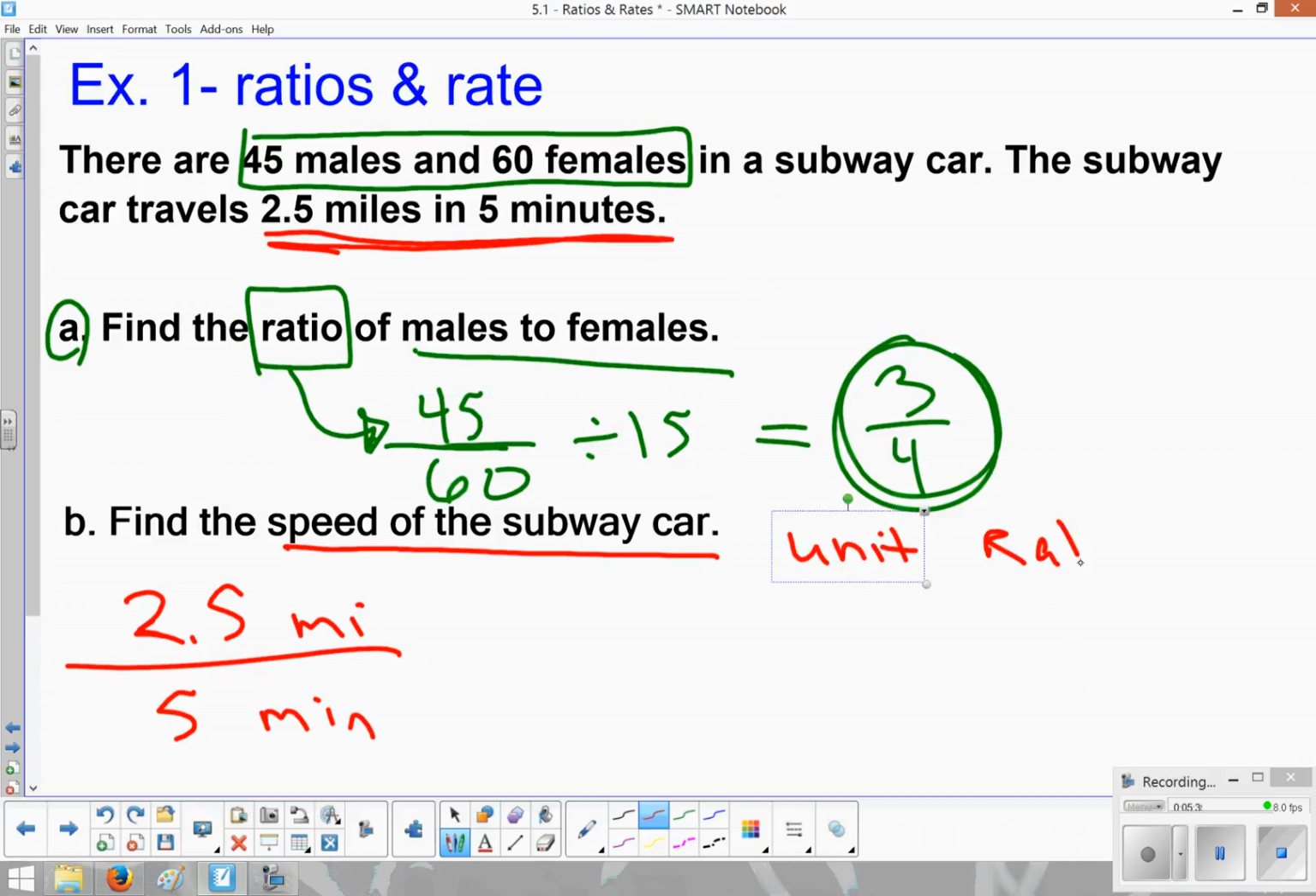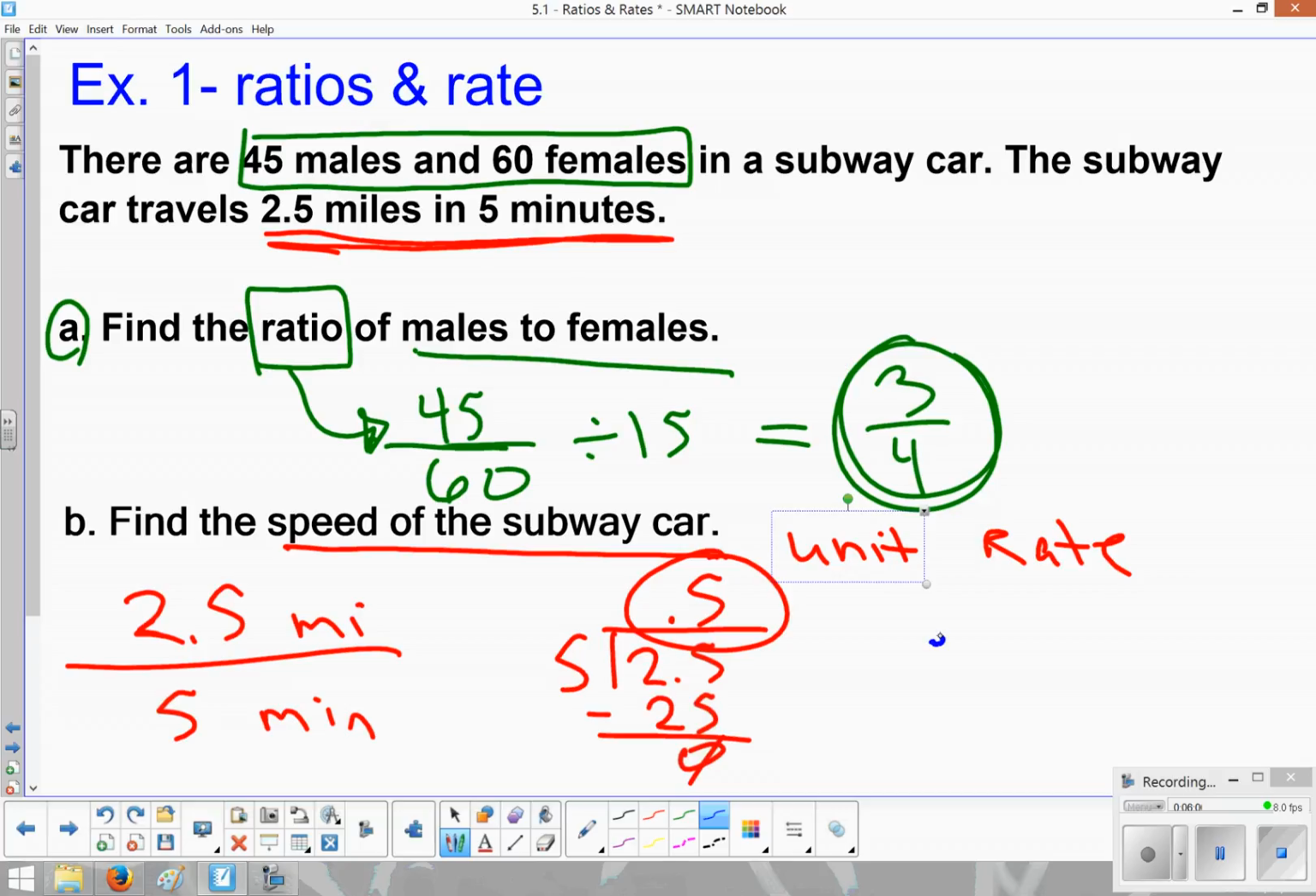Unit rate. So to find the unit rate, all we're going to do is divide the top into the bottom. So 2.5 divided by 5, and that's going to give us a total of 0.5. What that 0.5 really means is that we're going to say 0.5, using the same units, miles, is 1 minute. Remember, the per one always is at the bottom because that's going to be our unit rate.